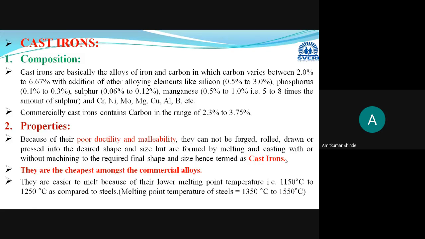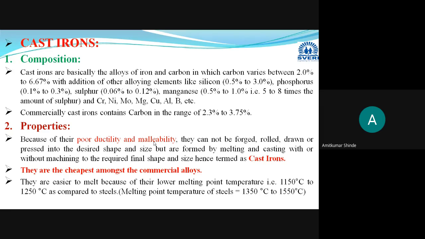Okay, why are these alloys termed cast irons? There is a certain reason. Because the percentage of carbon in these cast irons is very high, these materials will have very poor ductility and malleability. Please try to understand this. Because of the higher percentage of carbon, these cast irons have very poor ductility and malleability.